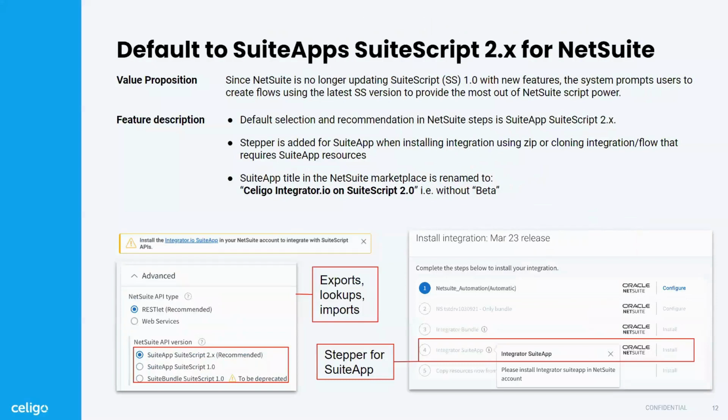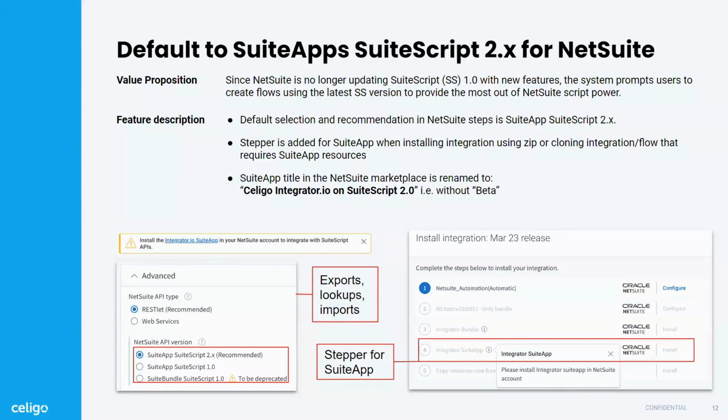Next feature we have here is default to SuiteApps, SuiteScript 2.x for NetSuite. So NetSuite is winding down the SuiteScript 1.0 bundles, so they are no longer going to update them. They do support them, but they're not going to add any incremental enhancements to those. So we thought it would be good to default to the latest supported version of SuiteScript, which is what we've done here. You'll see that now within exports and imports and lookups, we default now to the SuiteScript 2.x bundle, which we say here is recommended.